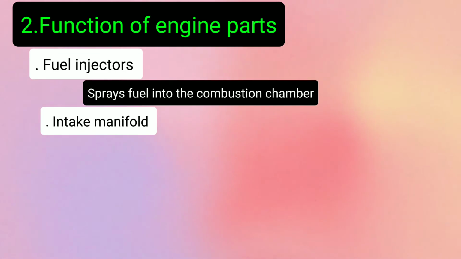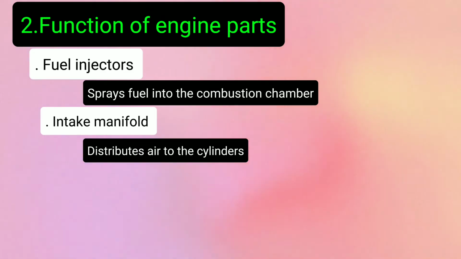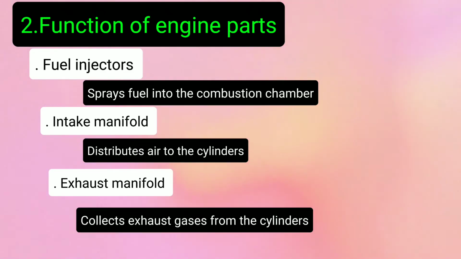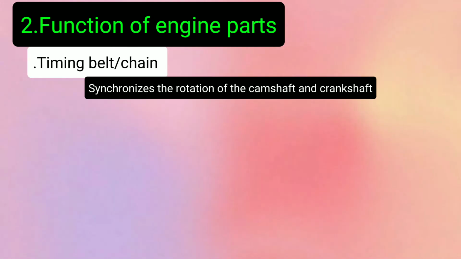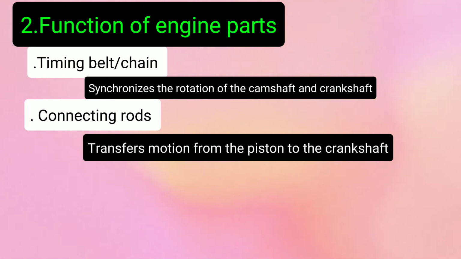Intake manifold distributes air to the cylinders. Exhaust manifold collects exhaust gases from the cylinders. Timing belt or chain synchronizes the rotation of the camshaft and crankshaft. Connecting rods transfer motion from the piston to the crankshaft.